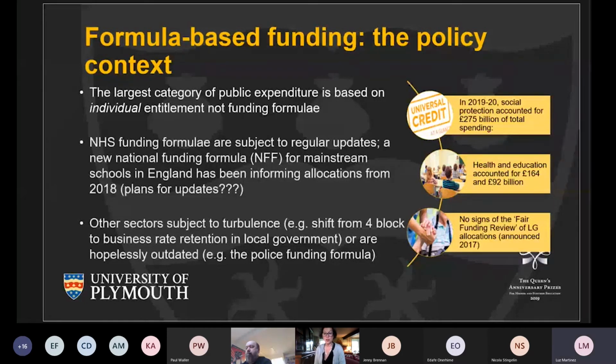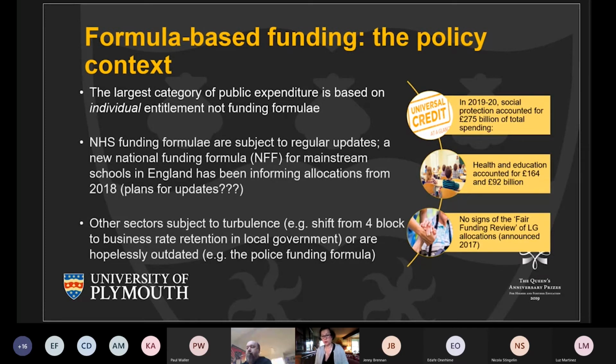I think this is far less transparent than the NHS formula, but at least it does clearly state objectives. I have a few problems with it, but it's certainly more transparent than many of the others.